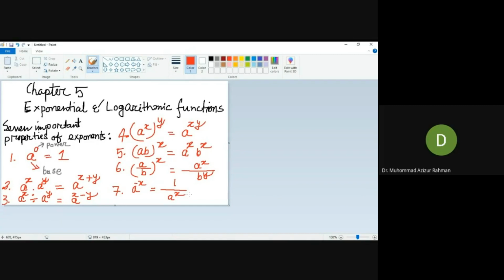Then we should use these properties commonly. This is very common and we need to know, otherwise we cannot do the calculations or mathematics using exponential and logarithmic functions.